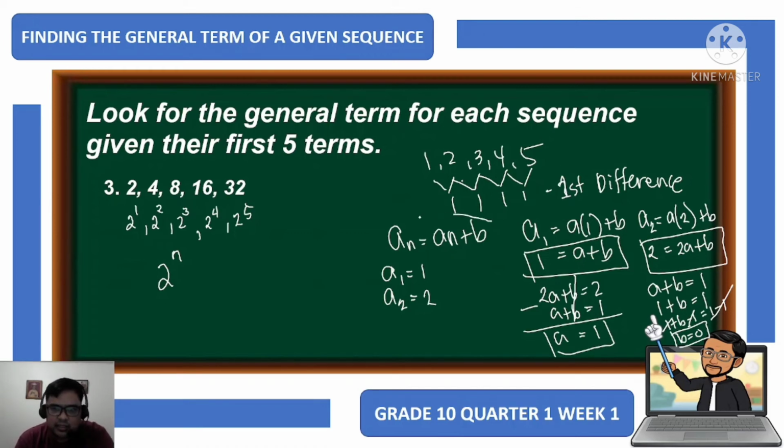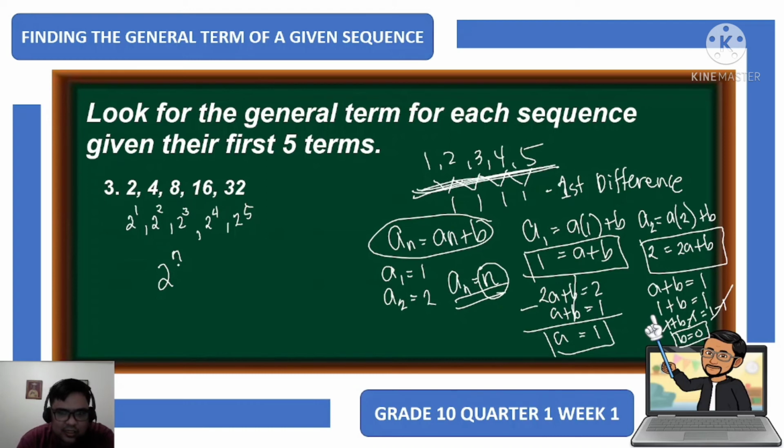So, substitute natin siya dito. So, magiging a sub n is equal to a is 1. So, 1 times n, that is just n. Okay? And since b is equal to 0, kahit hindi na natin siya isulat plus 0, kasi it's obviously n pa rin yung magiging sagot. Since ito yung general term ng equation, ng exponent only, kukunin lang natin yung n. So, wala na siyang pagbabago.